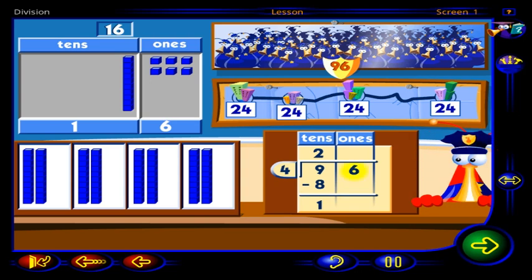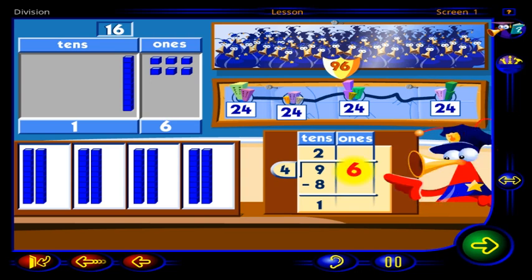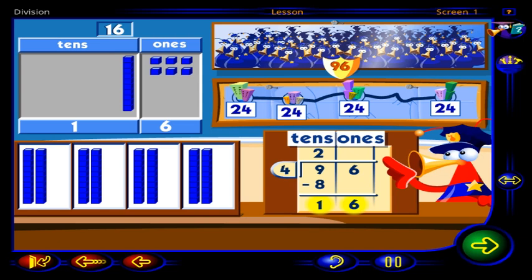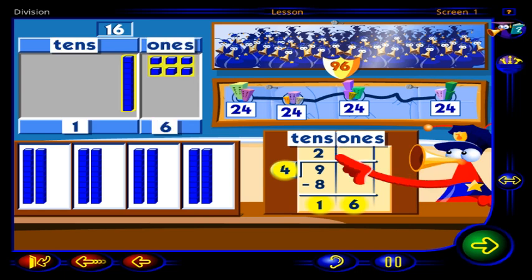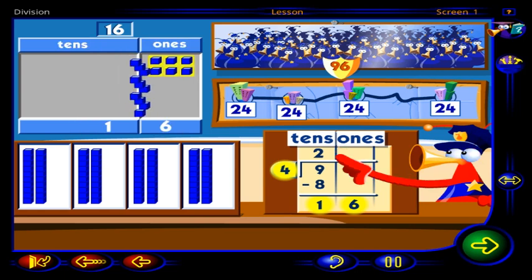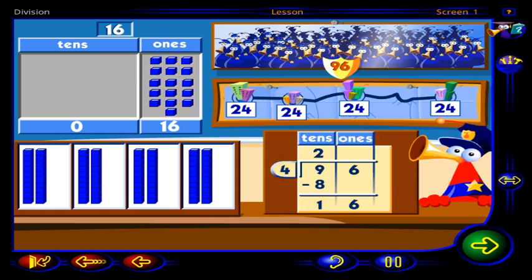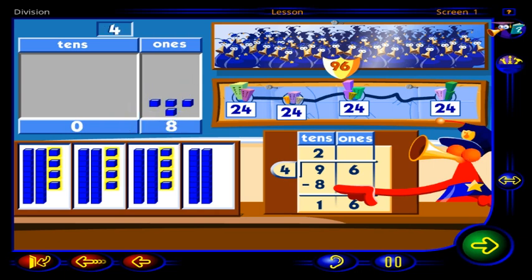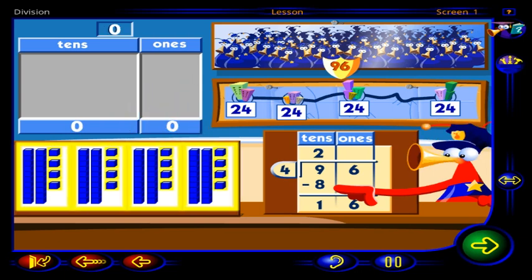Click on the digit 6. When we write a 6 here, we can see that there is a 1 in the tens place and a 6 in the ones place still to be divided by 4. Well, we know that 1 10 and 6 ones is 16 ones. So, to show that there are 4 ones in 4 groups, we write a 4 here in the ones place.